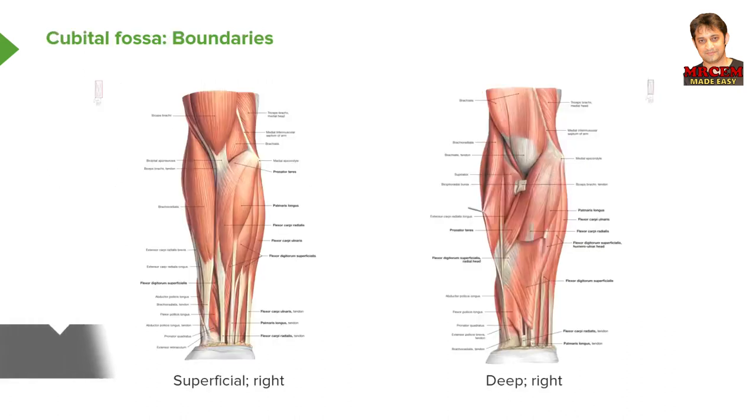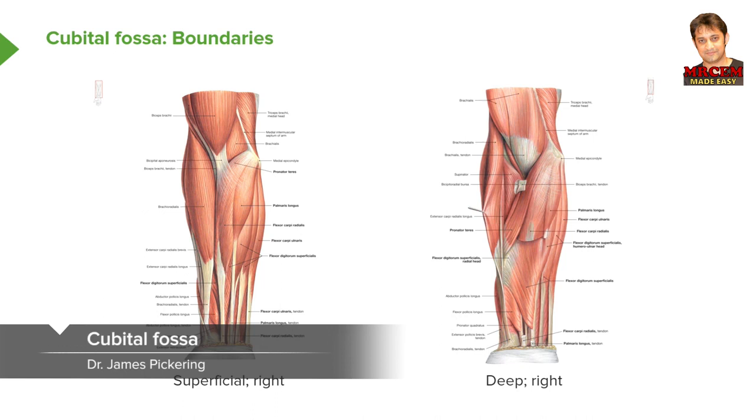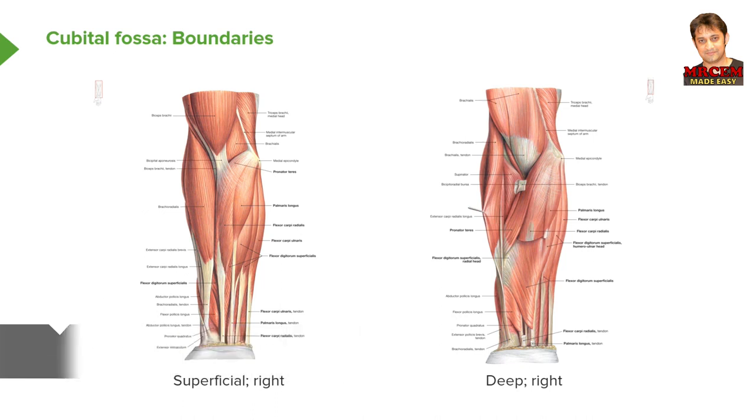So if we look at the boundaries of the cubital fossa, these are made up of both muscular and bony boundaries.